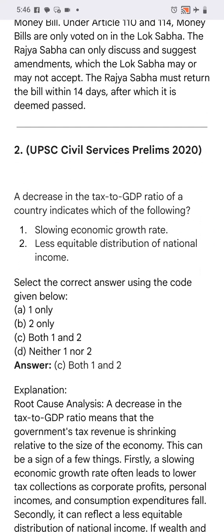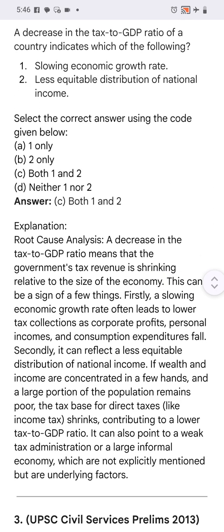A decrease in the tax to GDP ratio of a country indicates which of the following? Slowing economic growth, and less equitable distribution of national income. Both are correct. Let's have a look at the explanation.